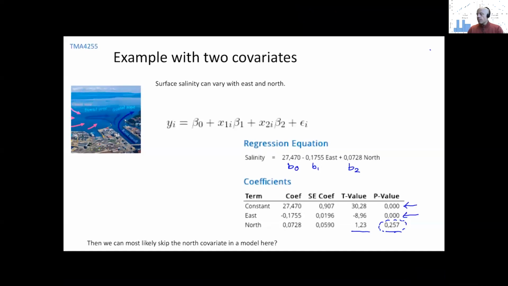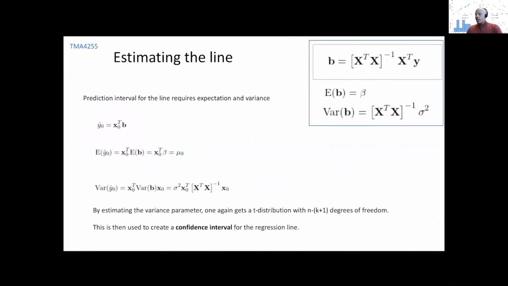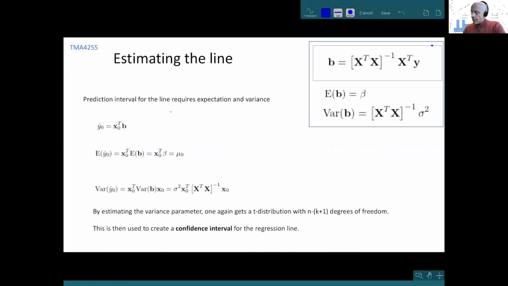Okay, what is plotted here is the fitted line. So let's go on to estimating the line. This line can be interpolated between data, and it can also be extrapolated to some extent away from the data. And typically one is interested in predicting at some new covariate. So here x0 is a new input or new covariate.